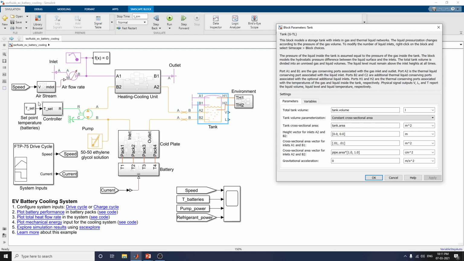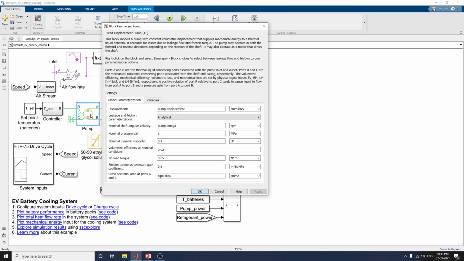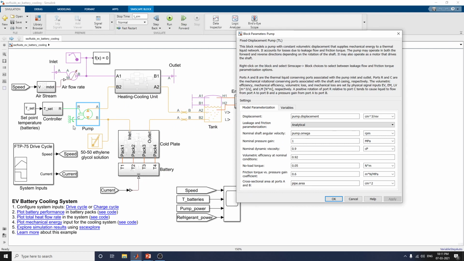Here the controller and airstream airflow rate are designed by this pump also. This pump is a fixed displacement pump. This block models a pump with constant volumetric displacement that supplies mechanical energy to the thermal liquid network. It also accounts for losses due to leakage, flow and friction torque. The pump may operate in both forward and reverse direction, depending on the rotation of the shaft.